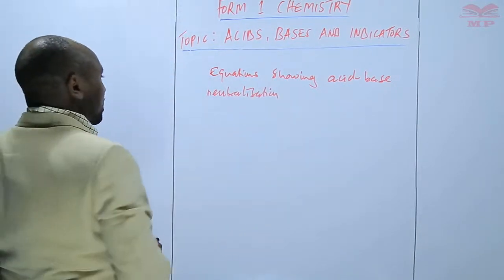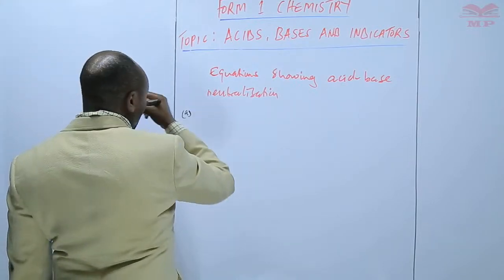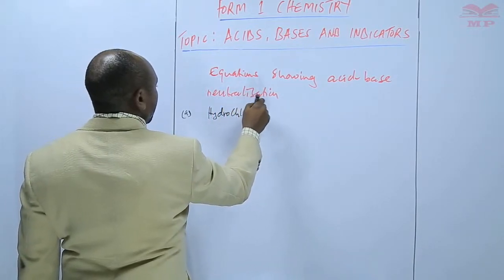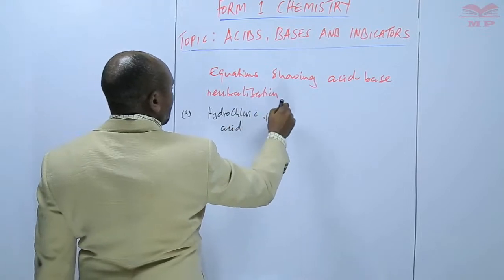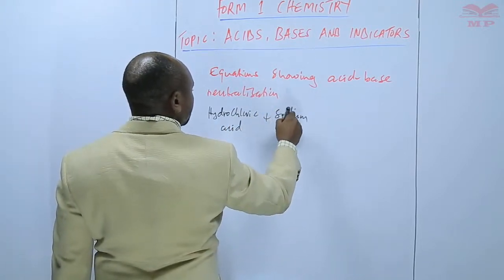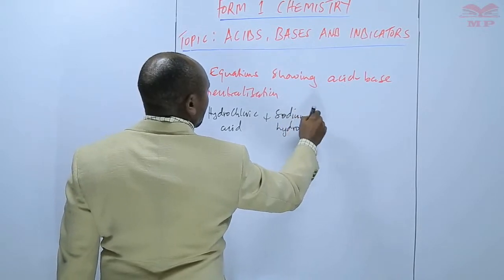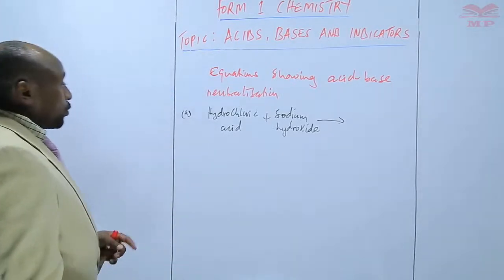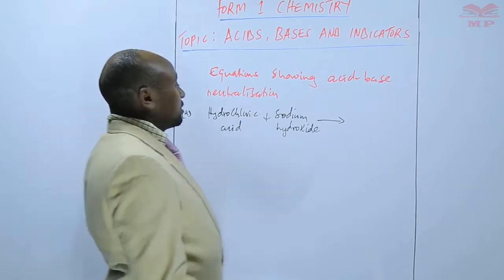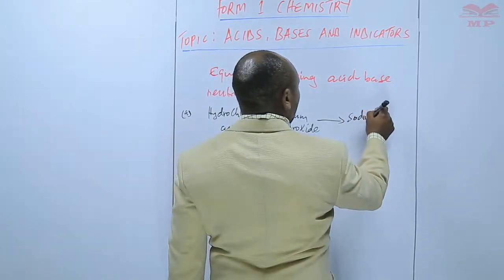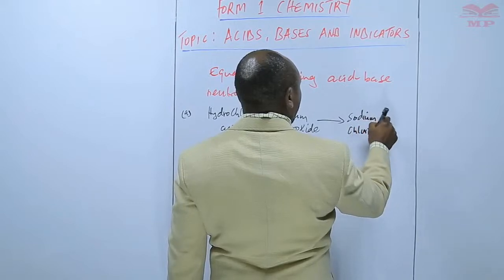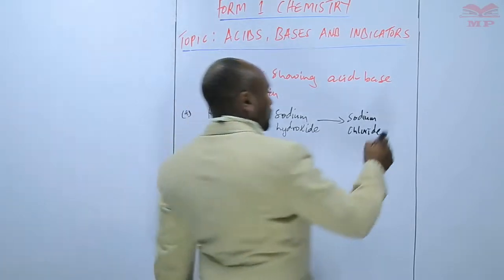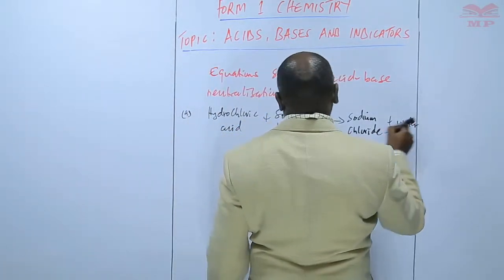Equations showing acid-base neutralization. In the first one, we used dilute hydrochloric acid and sodium hydroxide. So we expect to get a salt and water only. The salt will be sodium chloride. Remember, we said that from hydrochloric acid we get chlorides. And then, of course, the other product is water.